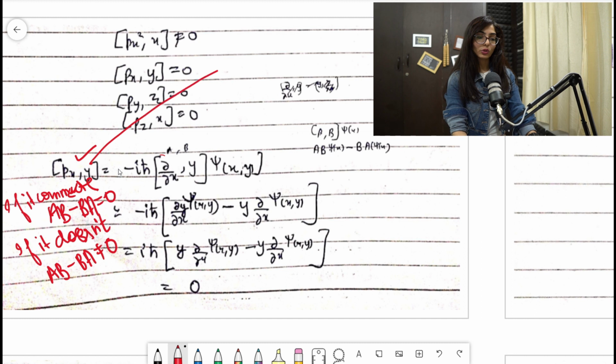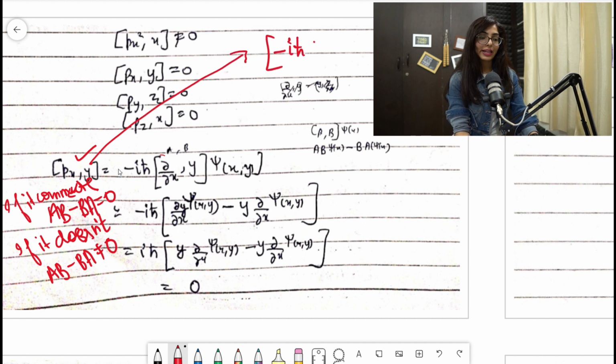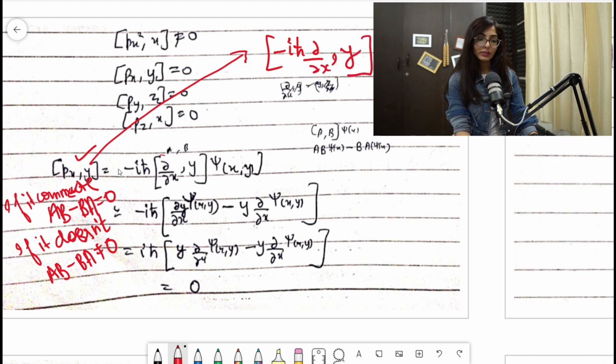If I put the value, so if I solve it like here, you know that it is minus iħ del by del (x, y). Clear? So what I'll do, I'll take it outside because this is constant. Minus iħ is constant, so I'll take it outside and it will become like this: del by del x, psi. Guys, now two variables are there, x and y.